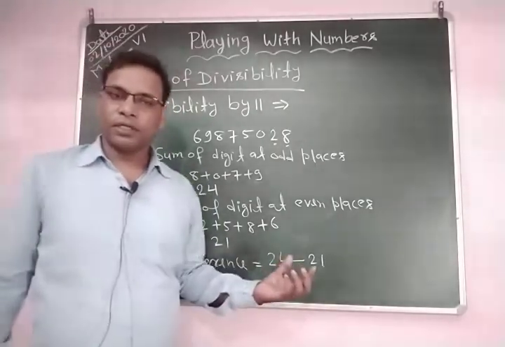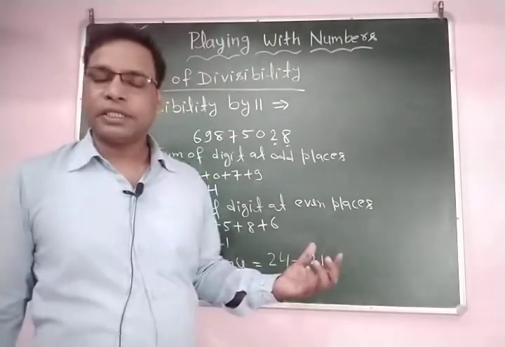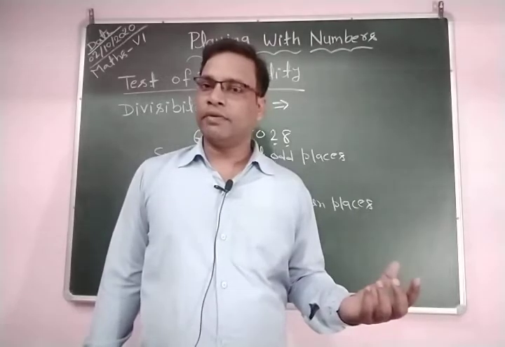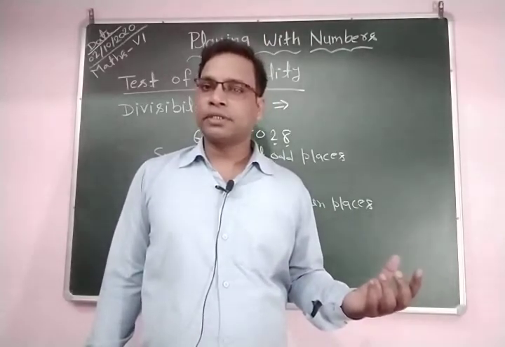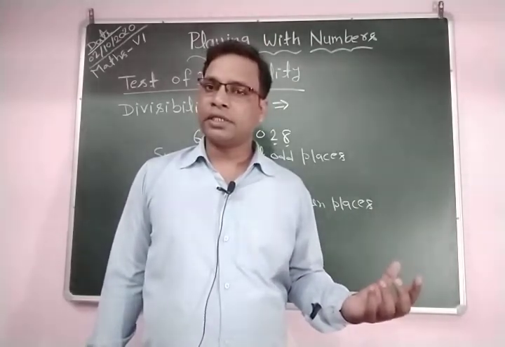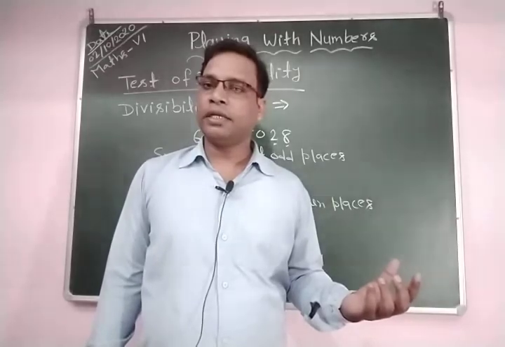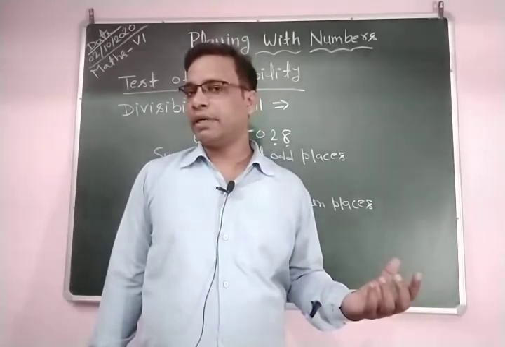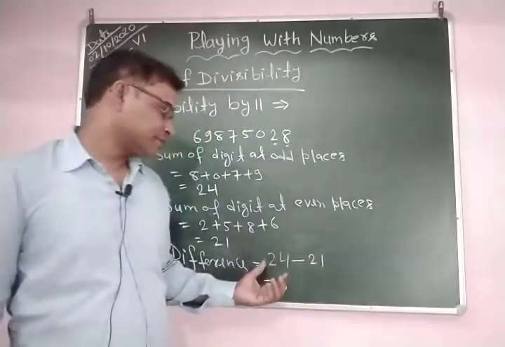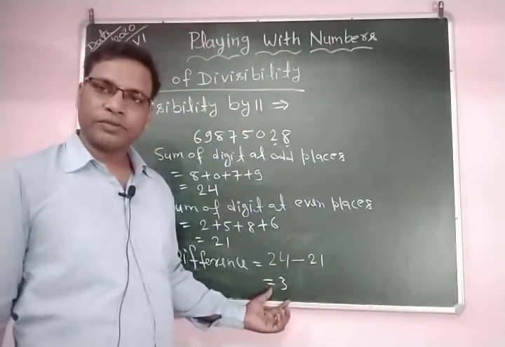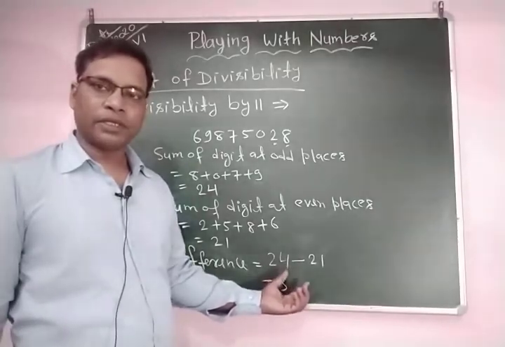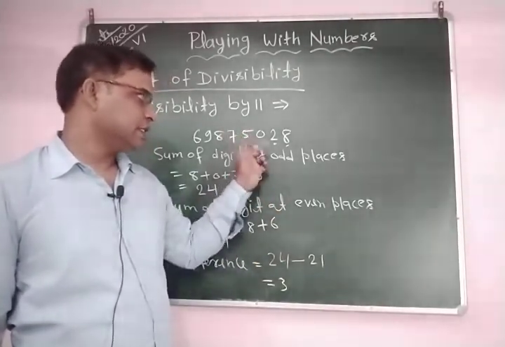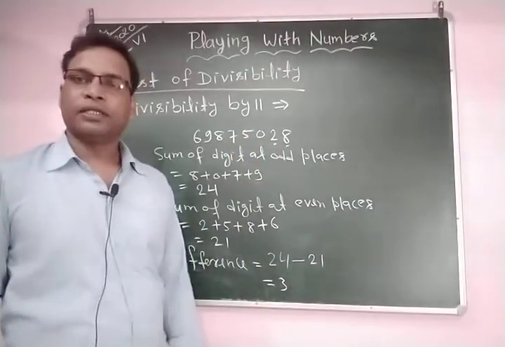So according to the divisibility test by 11, a number is divisible by 11 if the difference of the odd place digits and even place digits is either 0 or a multiple of 11. So here you can see the difference is not 0, and not a multiple of 11. So this is 3. So you can say this number is not divisible by 11.